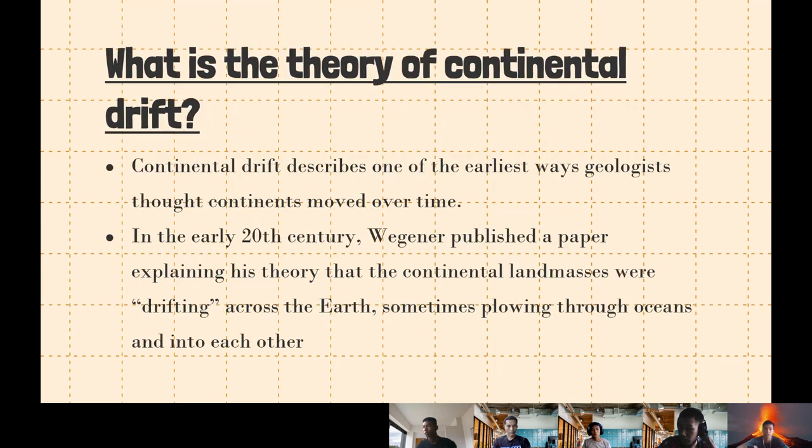What is the theory of continental drift? Continental drift describes one of the earliest ways geologists thought continents move over time. In the early 20th century, Wegener published a paper explaining his theory that the continental land masses were drifting across the Earth, sometimes flowing through oceans and into each other.